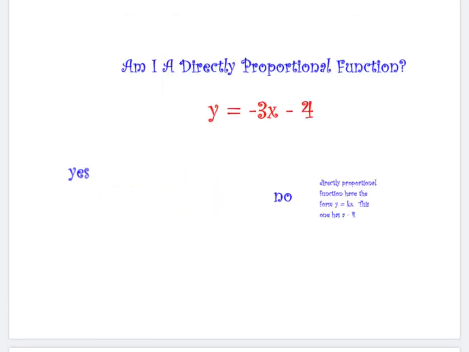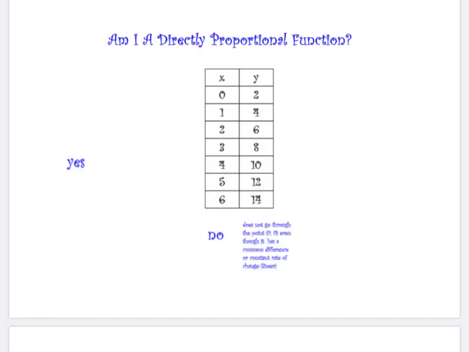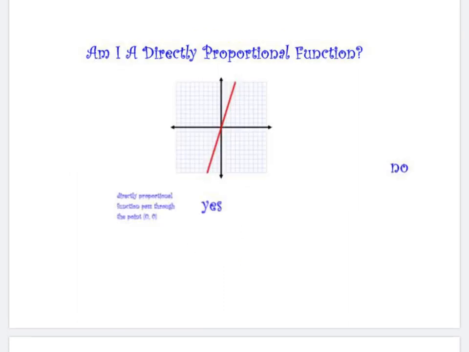This equation, y equals negative 3x minus 4, is not directly proportional because it is not in the form y equals kx. If we're looking at this table, it is not directly proportional because it does not go through the origin 0, 0, it goes through 0, 2. This graph is directly proportional because it is a straight line and it goes through the origin, the point 0, 0.